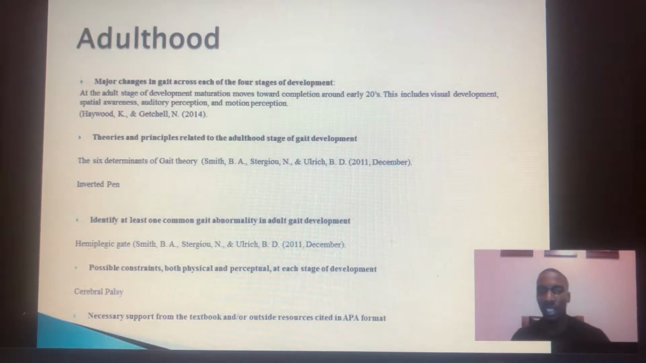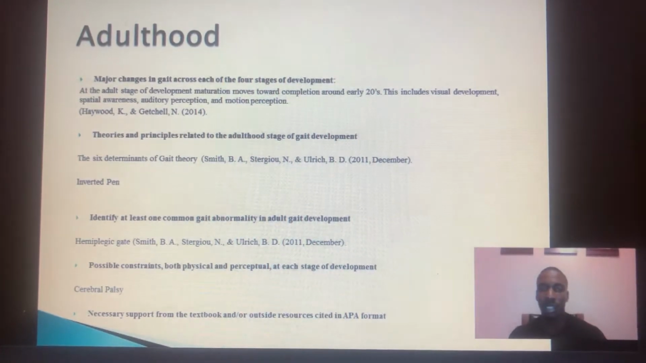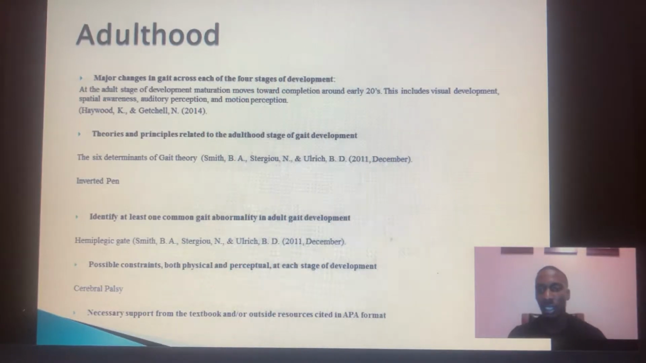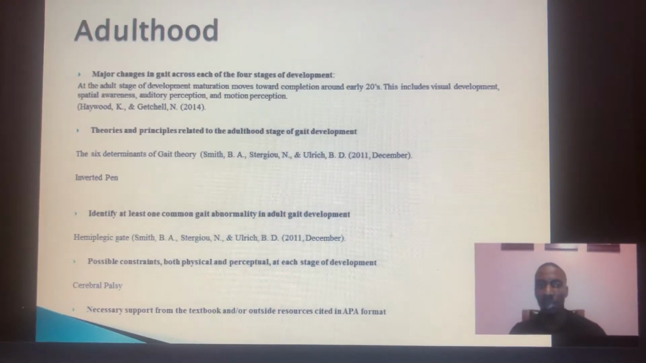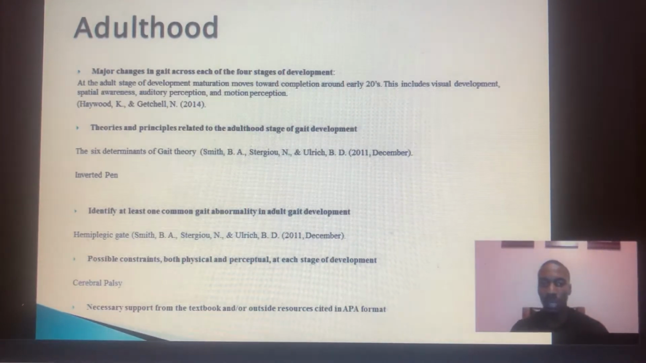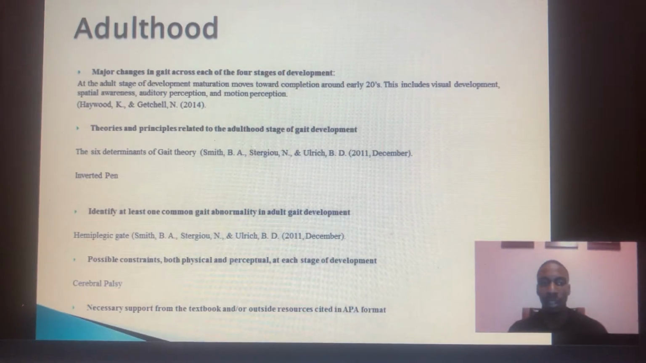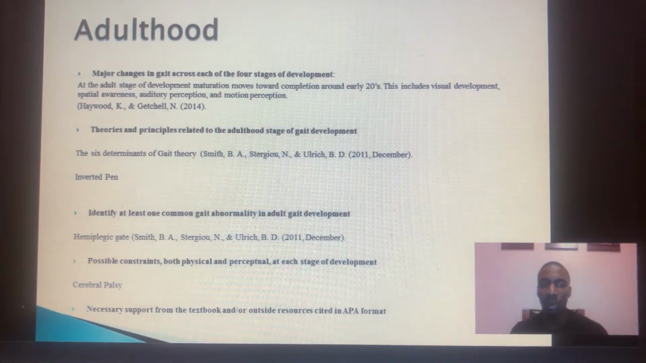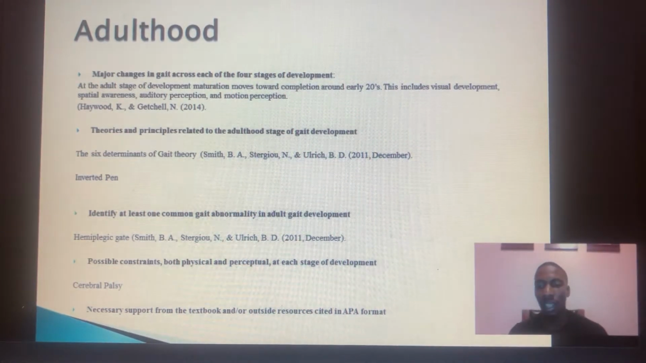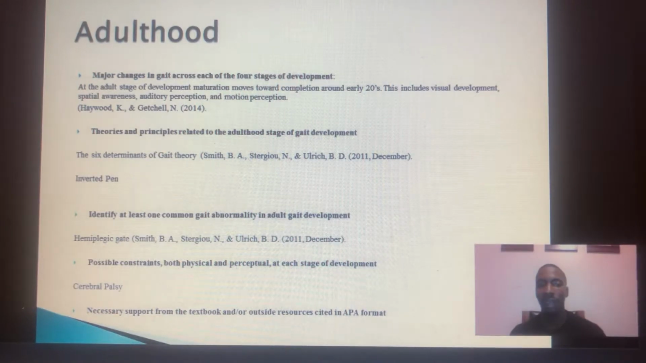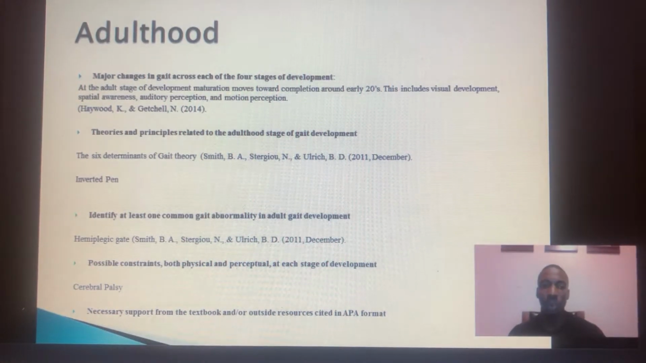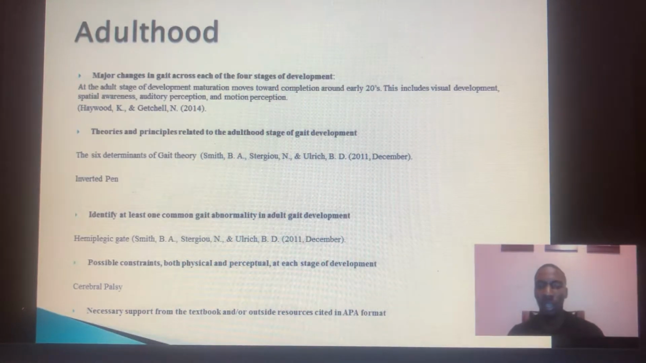Some major changes in gait occur going into adulthood. At the adult stage of development, maturation moves toward completion around the 20s. This includes visual development, spatial awareness, auditory perception, and motion perception. Some theories related to the adult stages of gait development would be the six determinants of gait theory and the inverted pendulum. Identifying at least one common gait abnormality in adult gait development would be hemiplegic gait.